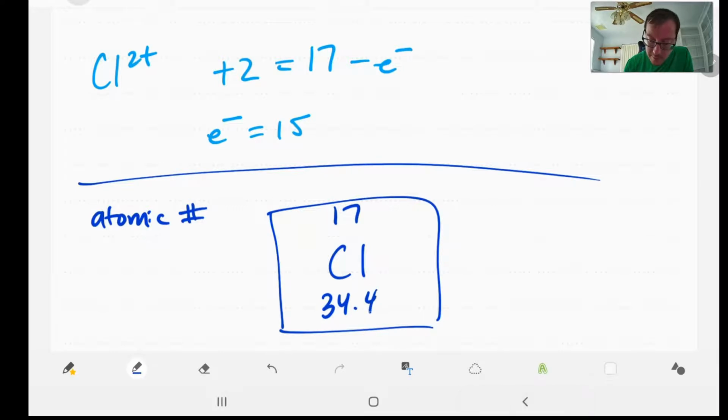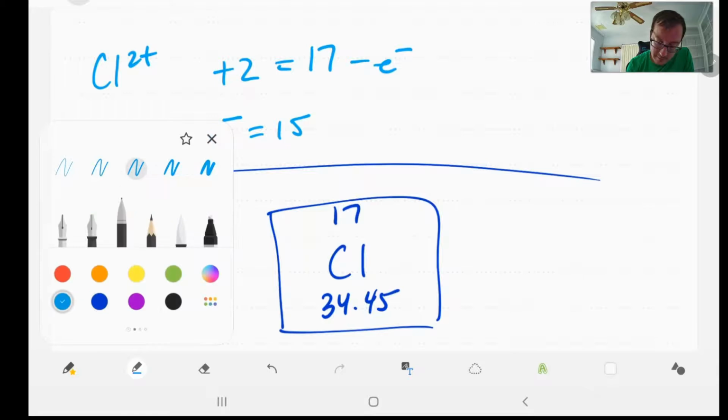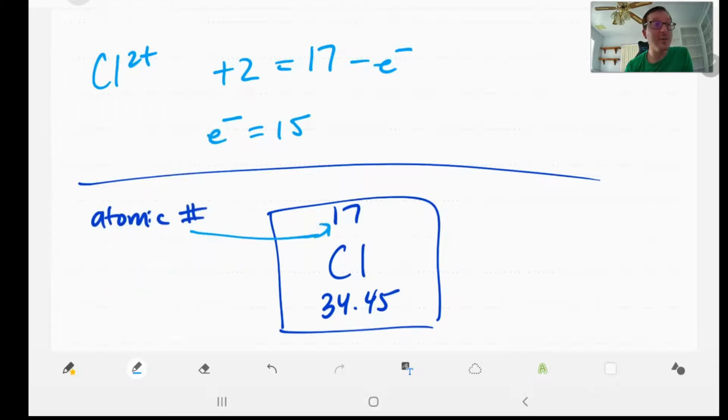If we take a look at our dear friend chlorine, if you look at chlorine on the periodic table, it'll look something like this. You'll see a big 17 at the top, a Cl, and then a number with a bunch of decimals. For chlorine, that's 35.45, maybe more depending on your periodic table. This number up here is your atomic number. So that's the number of protons in every single atom of chlorine. Each element is defined by the number of protons it has, so every single chlorine must have 17 protons.